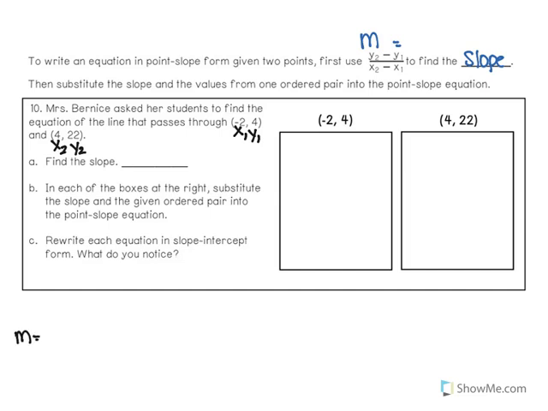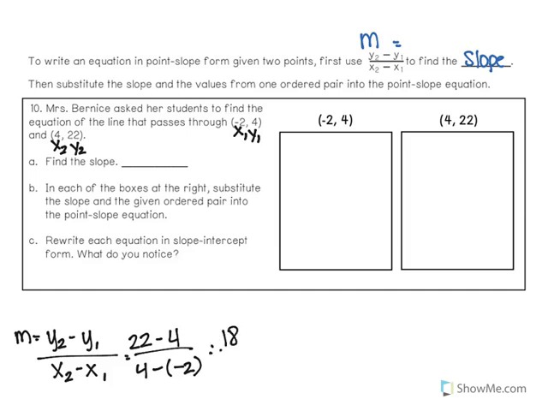So my slope is y2 minus y1 over x2 minus x1. y2 is 22 minus y1 is 4 over x2, which is 4, minus x1, which is a -2. 22 minus 4 is 18. 4 minus a -2 is a +6. We can simplify by dividing both of those numbers by 6, which gives me 3/1, which is just 3, and that is my slope. So my m, or my slope, is 3, and we find that right there.